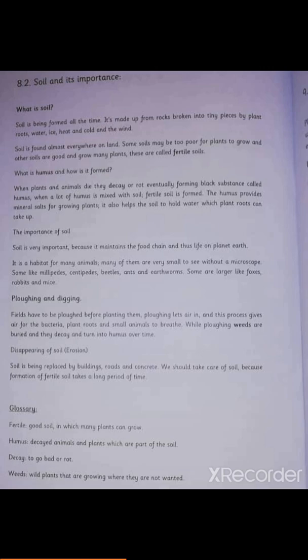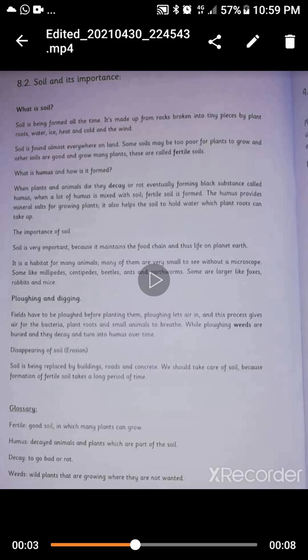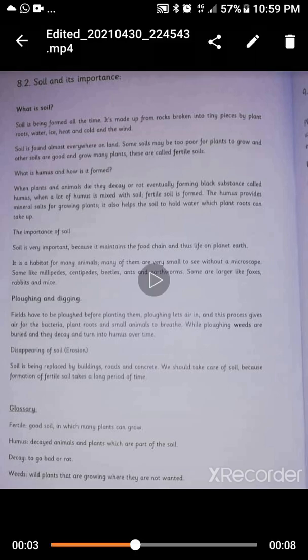Disappearing of soil, erosion. Soil is being replaced by buildings, roads, and concrete. We should take care of soil because formation of fertile soil takes a long period of time. So, because we usually take soil out of the way to make homes for ourselves, to create roads for our cars to move around, and make concrete for sidewalks and everything, soil disappears or moves away. The disappearing of that soil is called erosion.